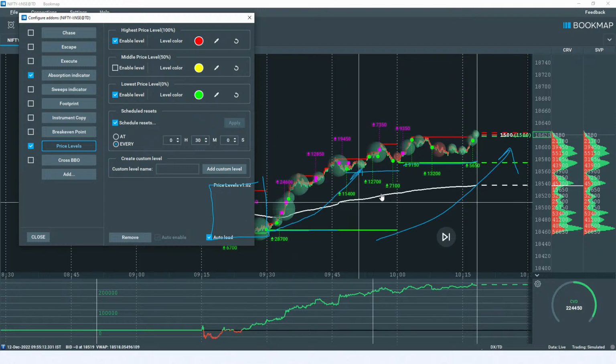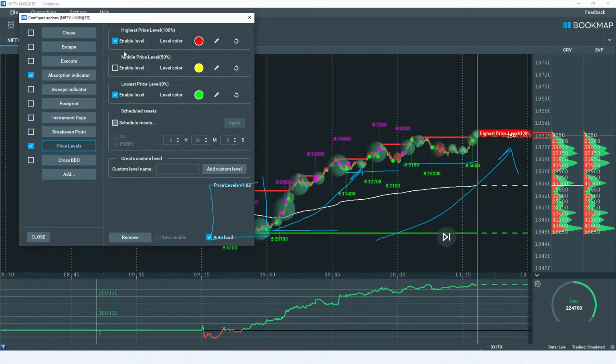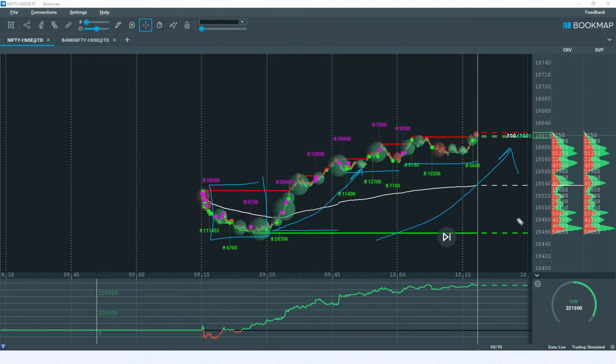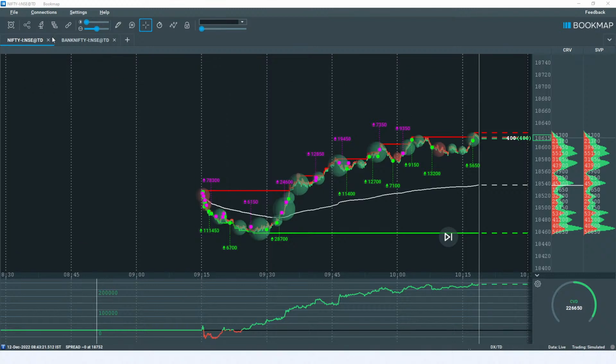You can change this accordingly, but if you disable the scheduled reset, it will be identified for the day. For today's market, assume that the high is changing but the low is constant. That means the market is trending in the upward direction. As you can see, it is breaking the high, and we can get into the last high, keeping the stop loss at the low. This is a useful tool for identifying the price levels automatically.